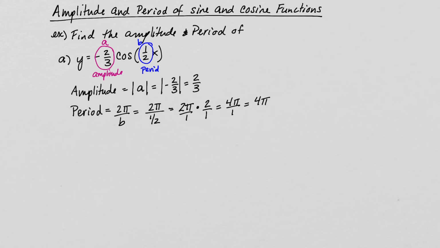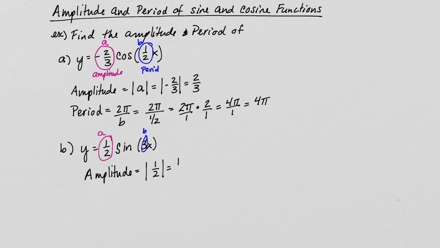And we can try another one here. y equals 1/2 the sine of 3x. So again, this 1/2 is our A, this 3 is our B, so the amplitude is going to be the absolute value of 1/2, which is just 1/2. And the period is going to be 2 pi over B, so 2 pi over 3, and there's nothing else to simplify there. So that's all that there is to those problems.